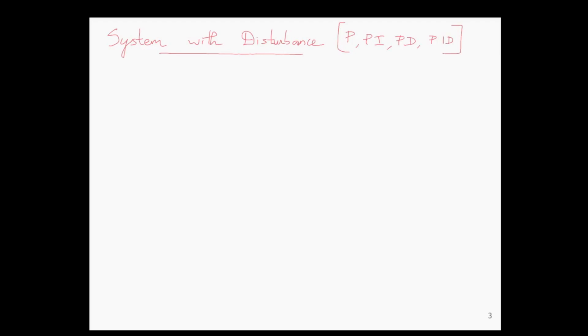In this video, we will see about the system with disturbance. So how can we control a system by using proportional integral, proportional derivative and proportional integral derivative controllers when a system is affected by disturbance. We will see this example in all four different cases.